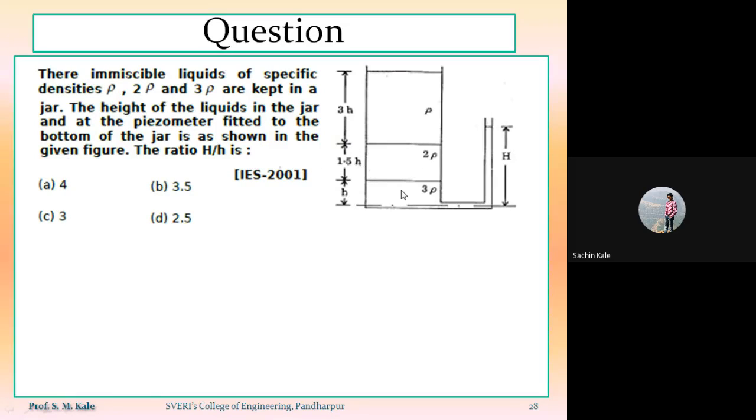1.5 H, plus the pressure intensity due to the third fluid, where the value of rho is thrice rho g into H. That is equal to the pressure intensity at the bottom of, or pressure intensity above the x-x in the piezometer.